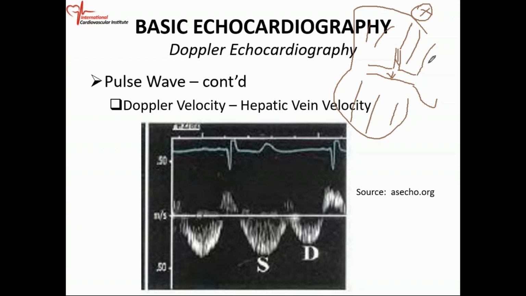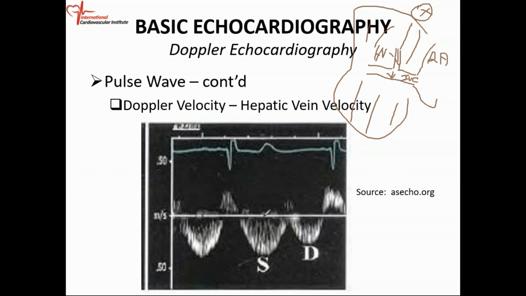This is your right atrium. This is the hepatic vein. And this is your IVC, inferior vena cava. So the blood is flowing from the hepatic vein into the IVC. It's moving away from the transducer, which is right there. That is why it is below the baseline.